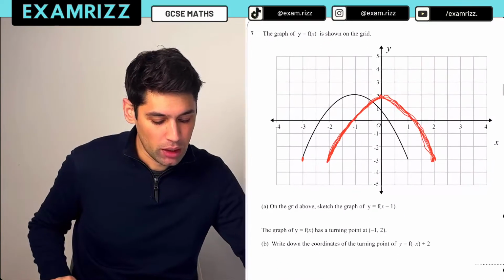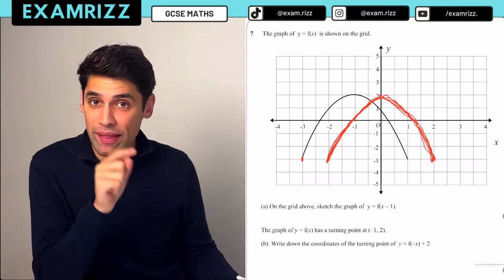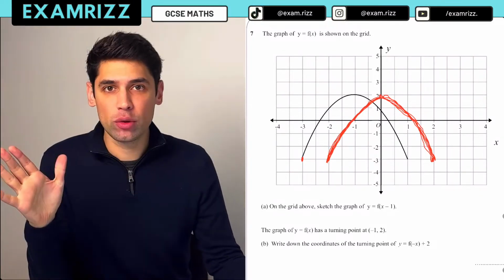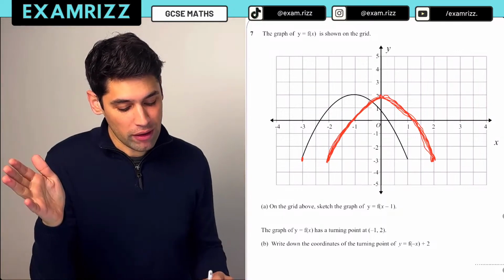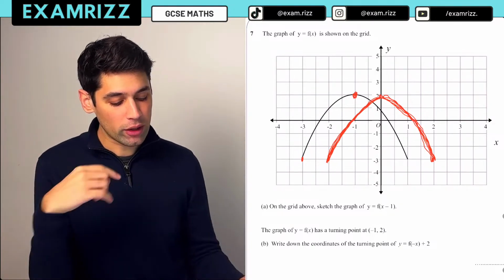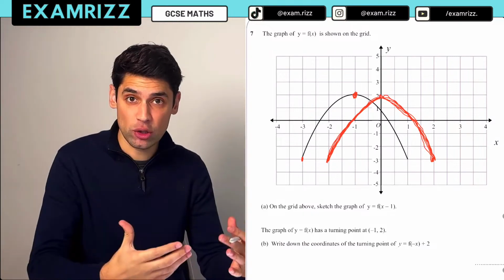Part B, the graph of y equals f of x. Now, this is where they're trying to trick you. Part A was about drawing this transformation. Part B is nothing to do with that transformation. Graph of f of x has turning point at minus 1, 2. Yeah, that's here, right down the corner. It is the turning point of this new transformation.